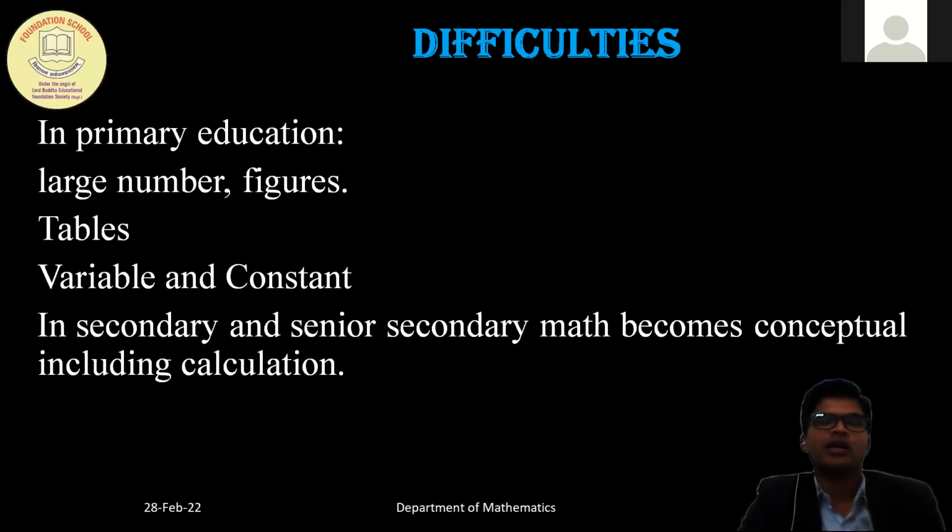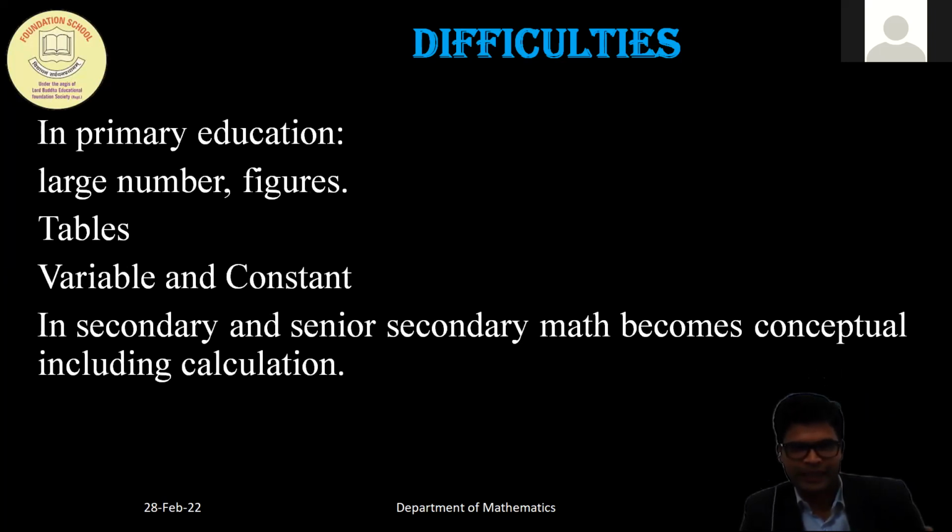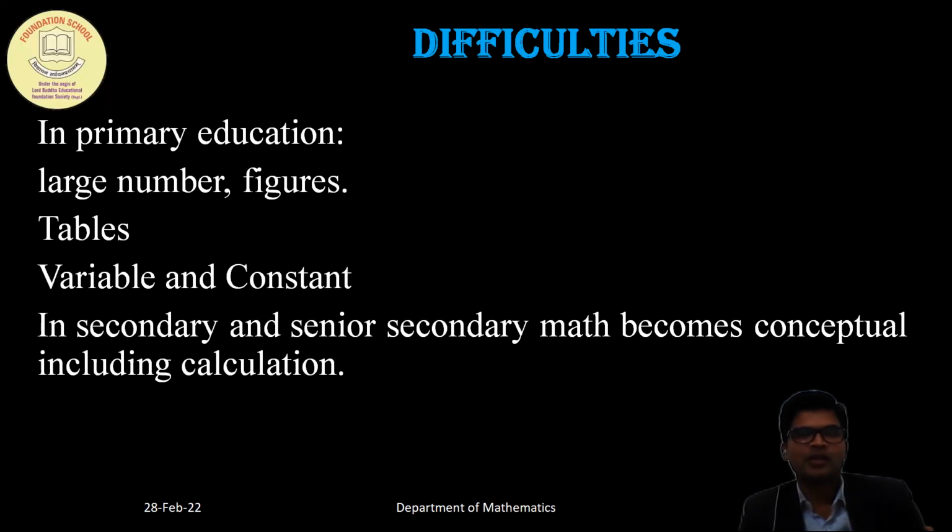Now, in primary education also, some difficulties are large numbers. Most of the students easily understand numbers 0, 1, 2, 3, 4. But as we increase the numbers, like 1 lakh, 2 lakh, in the thousands, they sometimes get confused. They even confuse which is the larger number and which is the smaller number. So at that point, in the primary section or in the nursery section, the students who are stuck should be individually given a solution by the teacher.